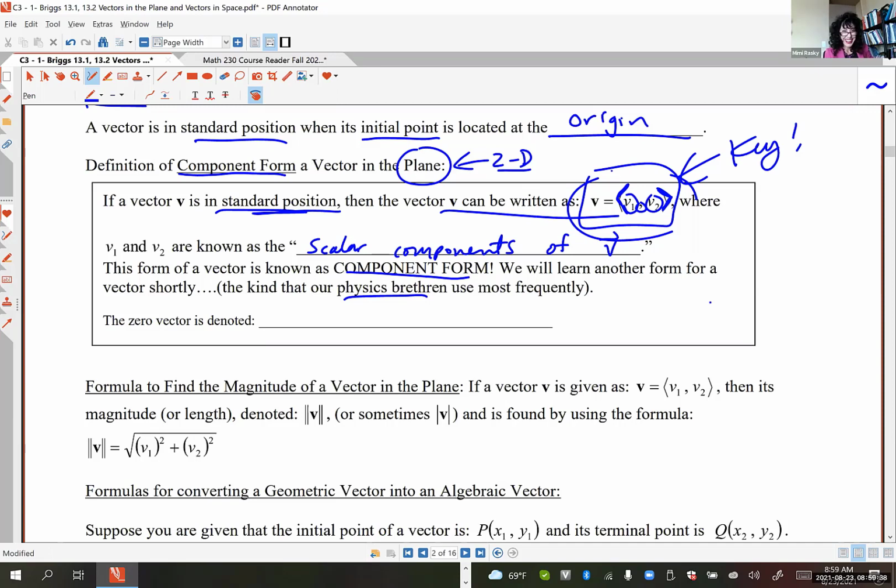The zero vector, is there such a thing? We denote it with the number 0 with a little arrow on top. That's to distinguish it from the scalar 0. Those are two different things. The vector 0 looks like that. If you're going to denote the zero vector in component form, you'll use those angular brackets and then put 0, 0, because the scalar components for the 0 vector are zeros.